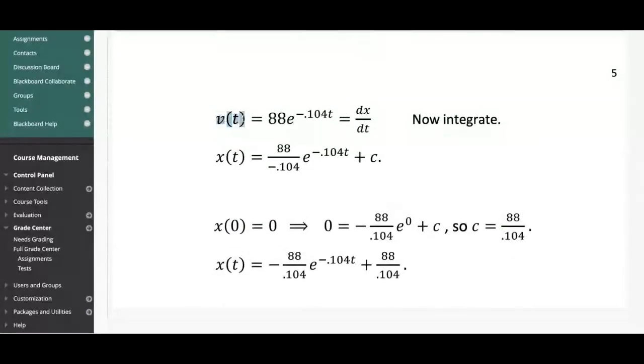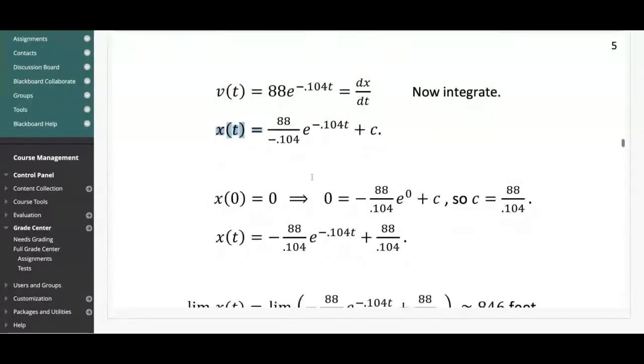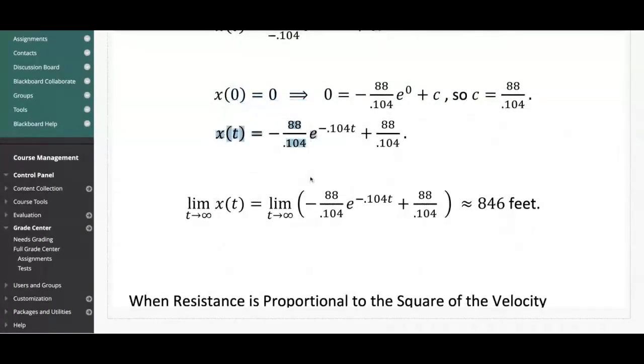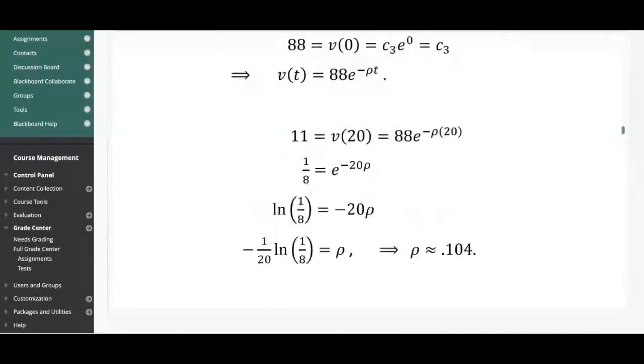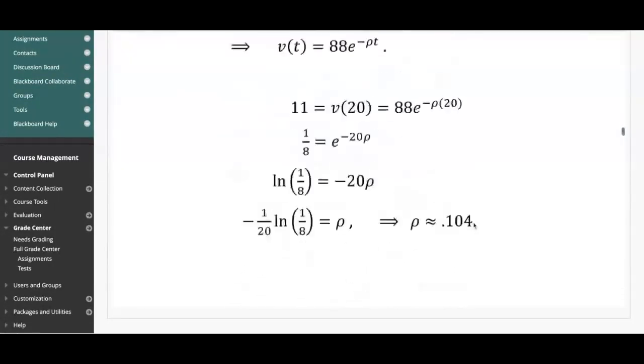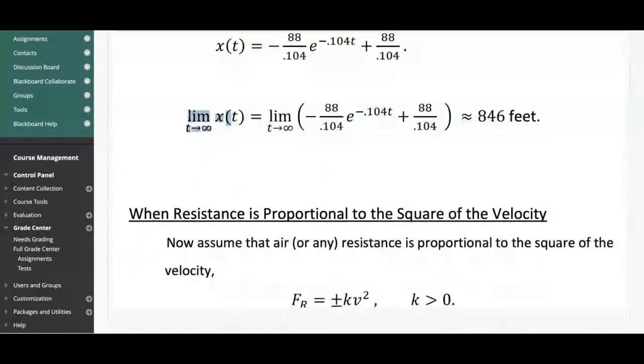Then we can integrate that, get a displacement function, and use some initial values to get a specific displacement function. If we want to find the maximum, like in this one, to see how far the car will coast before it stops, we don't know the time. So what do we do? We take a limit. We let time run to infinity. So this is saying at most it can go 846 feet to its stop.